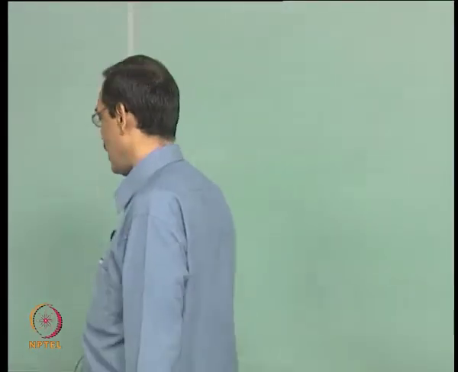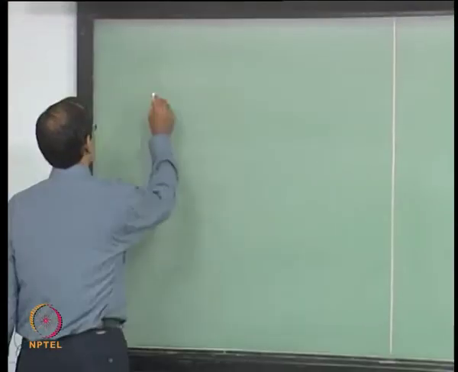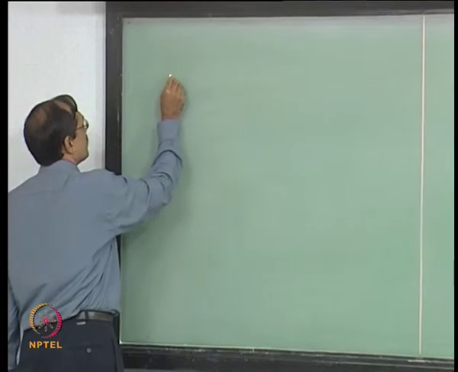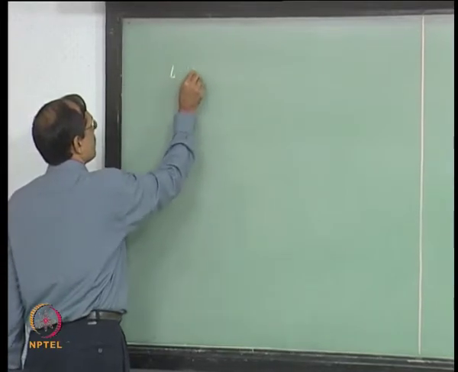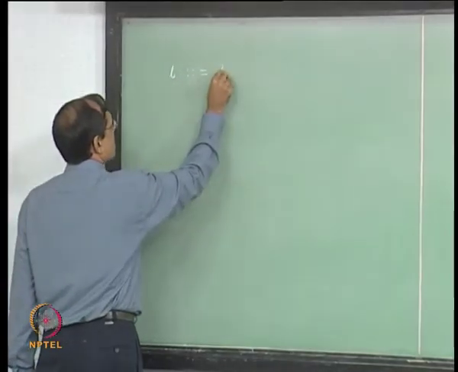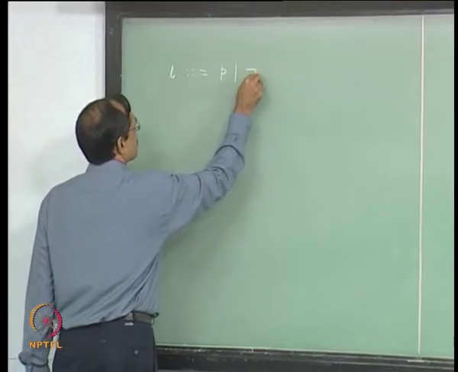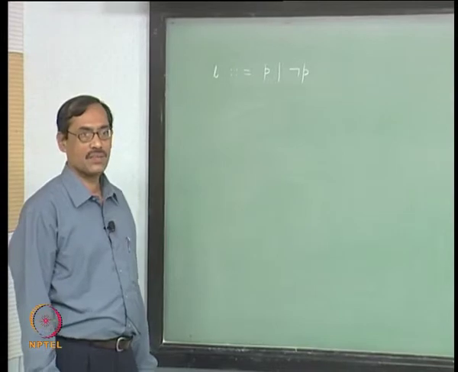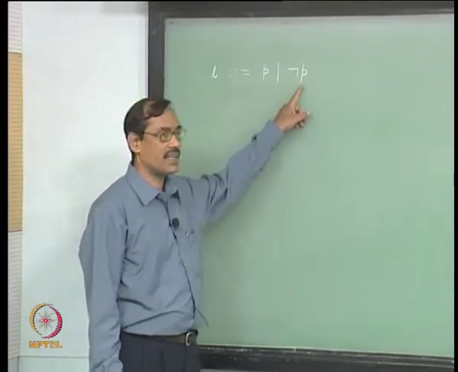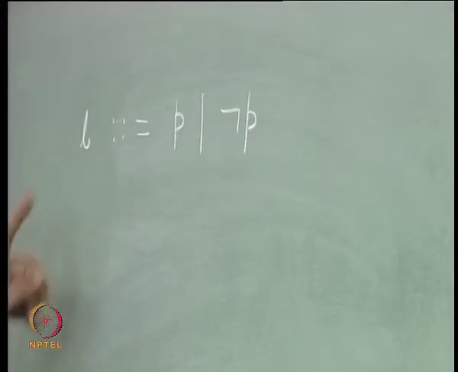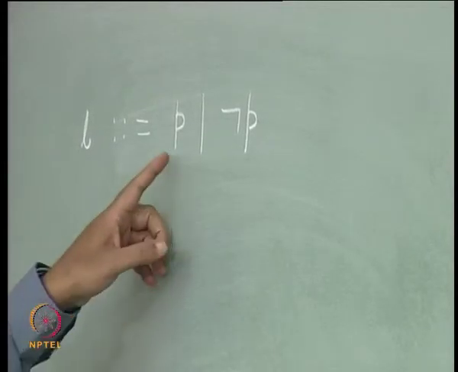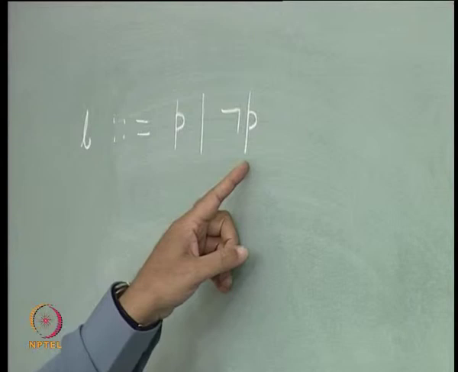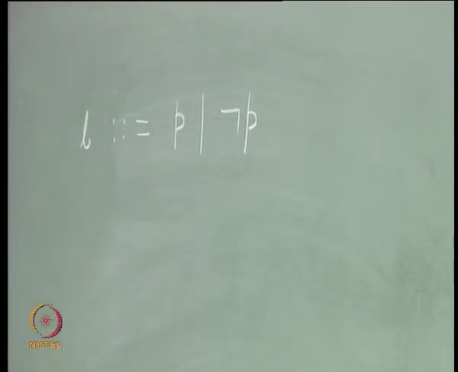So, we define those forms. We start with a literal. So, we say that a literal can be a propositional variable or negation of a propositional variable. So, here P stands for any generic propositional variable and L stands for a literal. So, a literal can be a propositional variable or negation of any propositional variable.